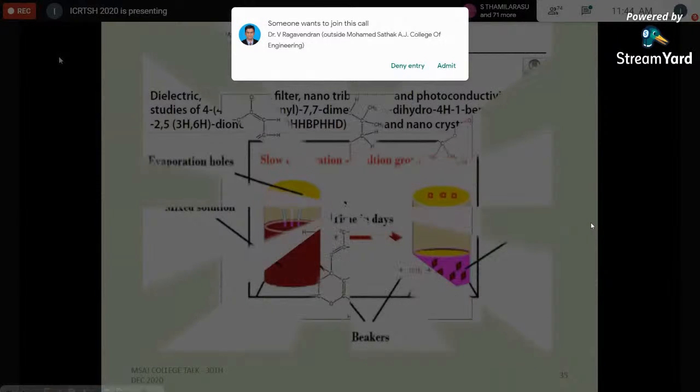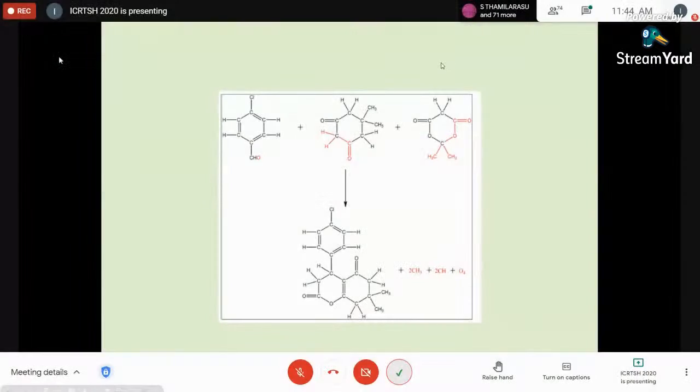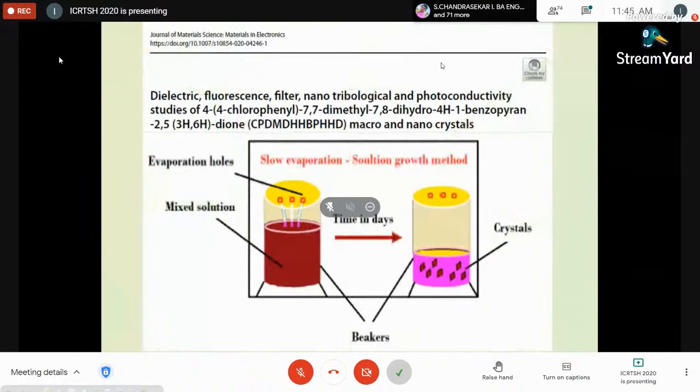Next, filter applications. We are calling it filter influx. Yeah, filter applications, we are calling it influx. And for tribological, we are confining only to nanotribology. Macro we have not discussed in the particular journal paper.